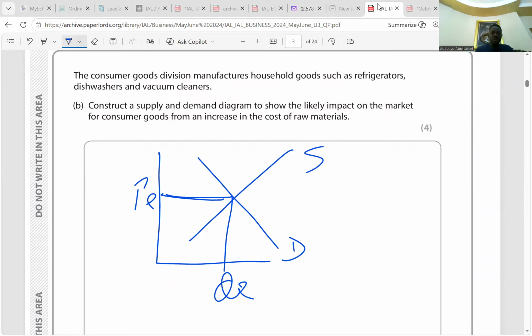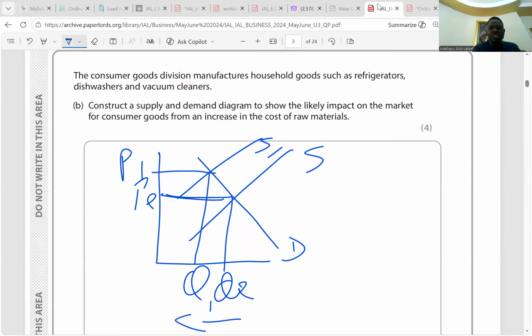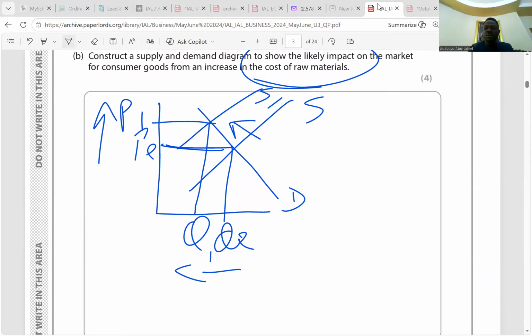An increase in the cost of production will shift the supply curve leftward from S to S1. And that will bring about a new quantity. Quantity will contract from QE to Q1. And that's going to bring about a rise in equilibrium price from PE to P1. Contraction here, leftward shift, and increase in price. That's what an increase in the cost of production will bring about. That's 1B. We go to 1C.